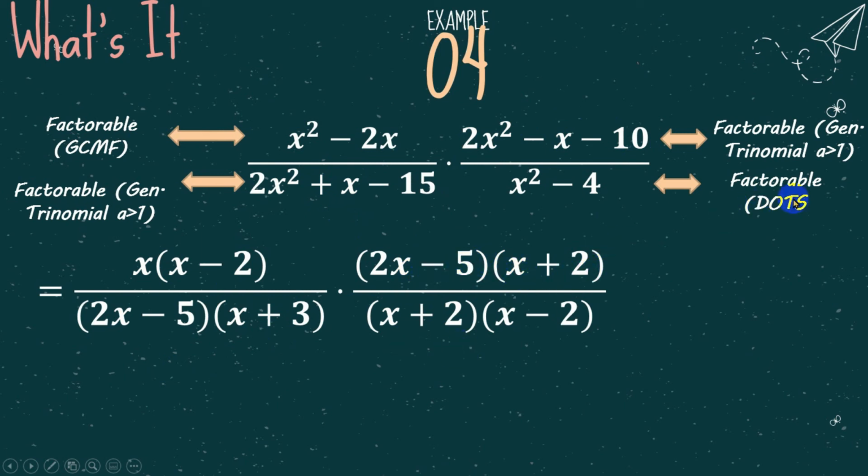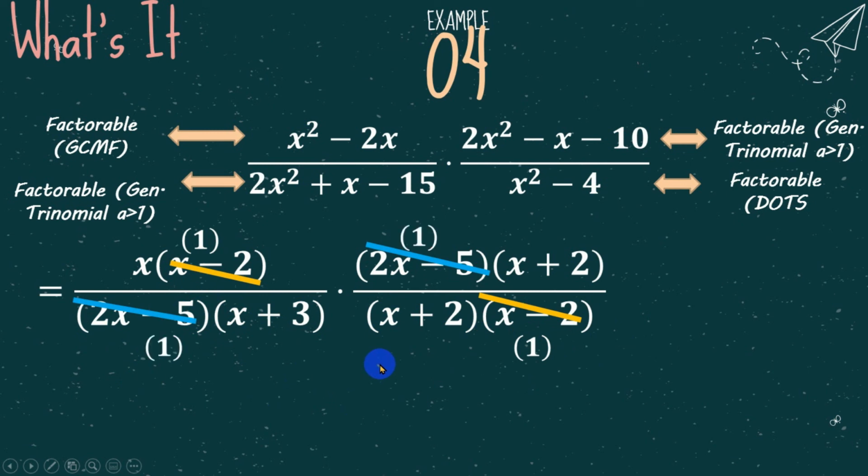And then, on the denominator, dahil DOTS nga siya, square root of the first term, square root of the second term, then isang plus at isang minus. Now, pwede na tayong mag-cancel dyan. Cross-cancellation man yan or hindi. So, ano yung mga pwede natin ma-cross-cancel? Muna, we have x minus 2, x minus 2. So, that will become 1. Another is 2x minus 5 and 2x minus 5.